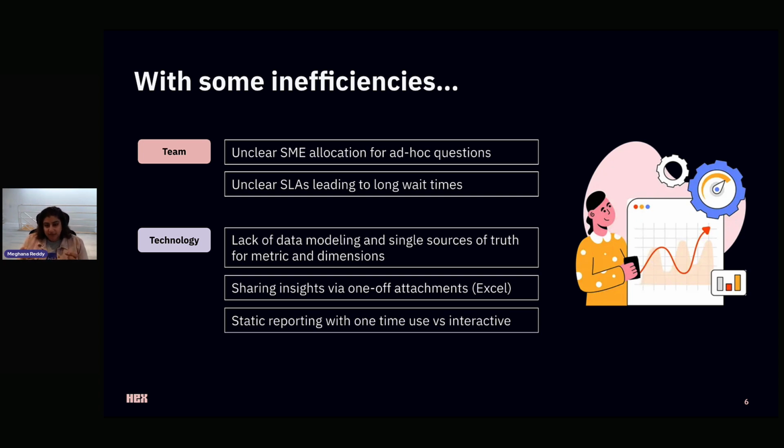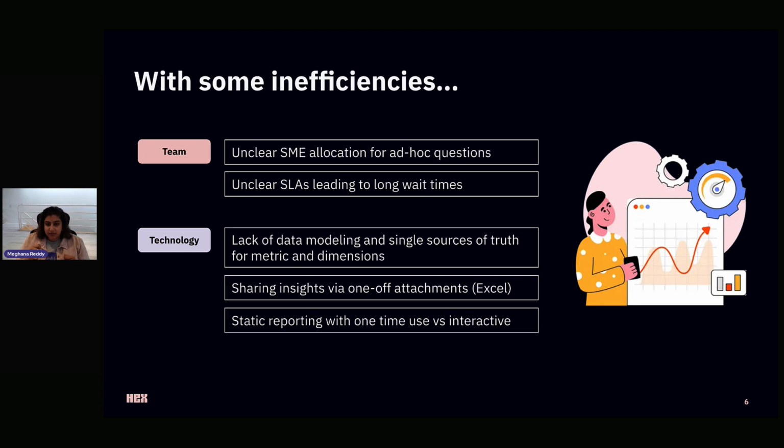One of the implications of being really lean is that you're not spending a whole lot of time thinking about things like data modeling, single sources of truth for metrics, and building reusable assets. Instead, insights were great, but they were also being shared through one-off assets like Excel files or static reports.